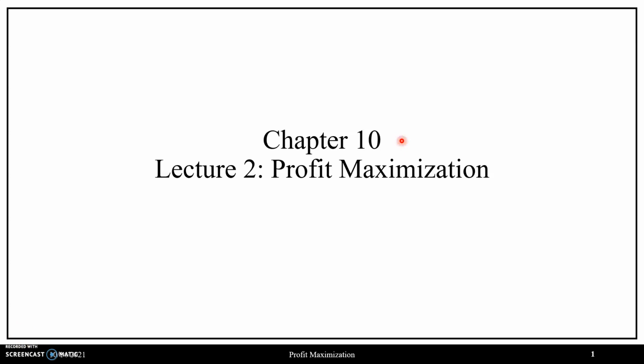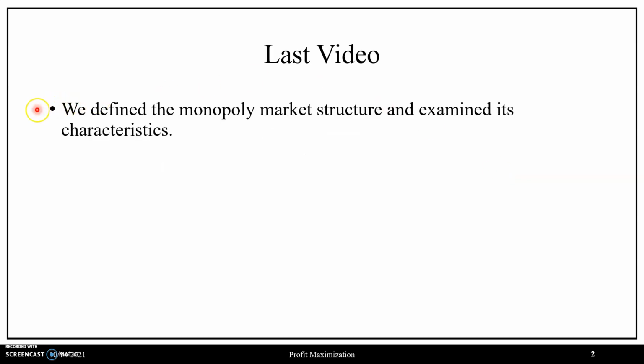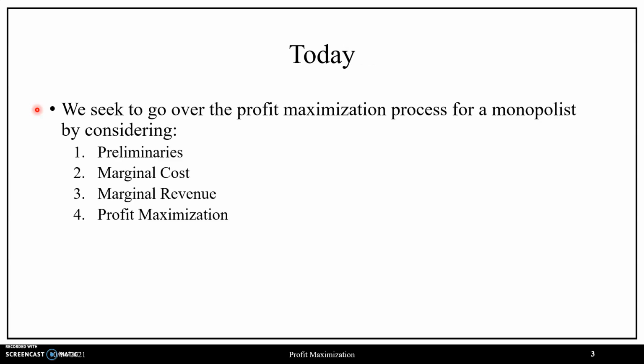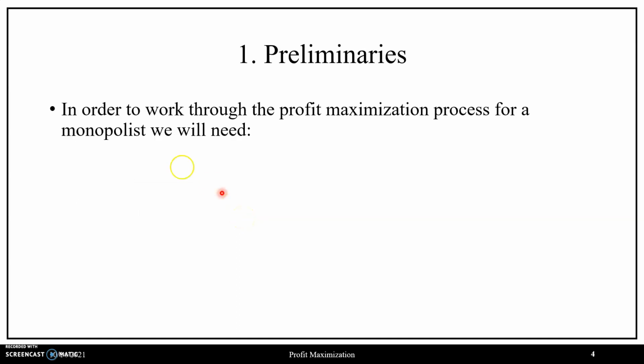In this video, we continue our discussion on Chapter 10, in which we go over the profit maximization process for a monopoly. In our last video we defined the monopoly market structure and examined its characteristics. Today we will use that information to go over the profit maximization process for a monopolist, and we will do so by going over some preliminaries in order to construct marginal cost as well as marginal revenue for a monopolist, and then conclude with the profit maximization process itself.